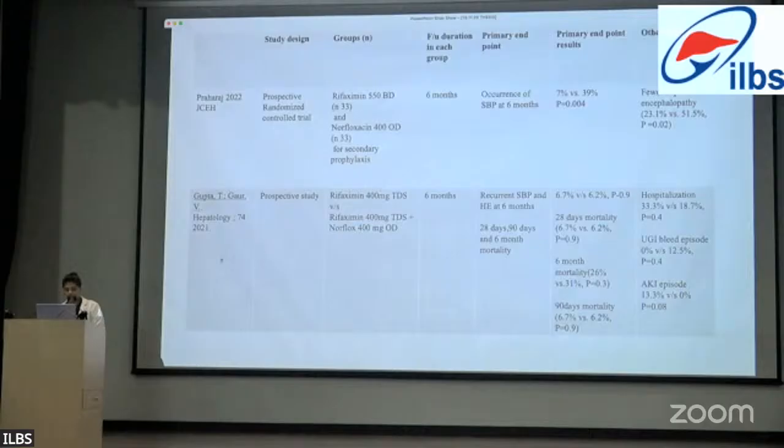Gupta et al., in Hepatology 2021, was a prospective study where they gave rifaximin to one arm and rifaximin along with norfloxacin to another arm for 6 months.